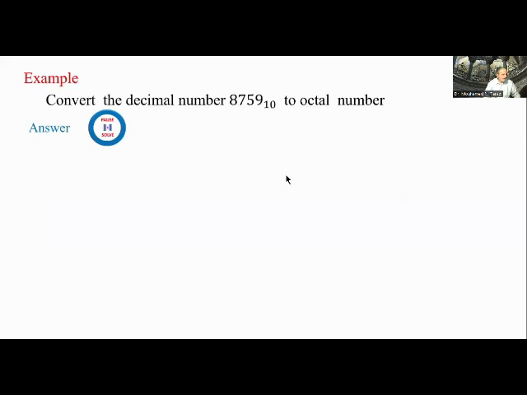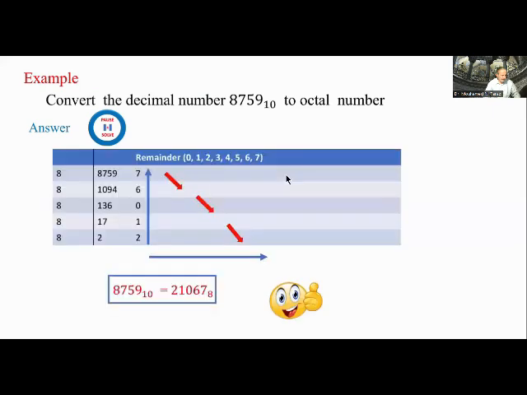Now it's your turn. Pause and solve. We need to convert this number 8759 to octal number. If you did it all right, you get this answer here.